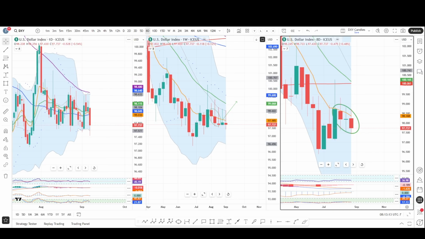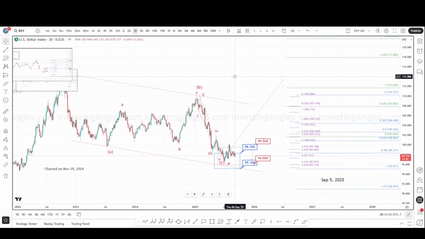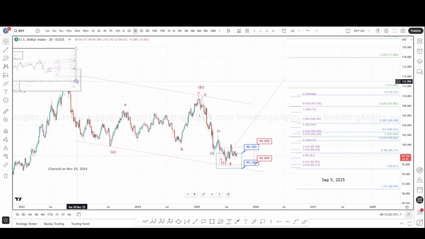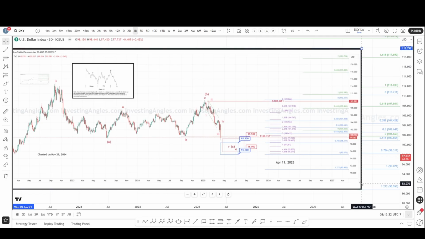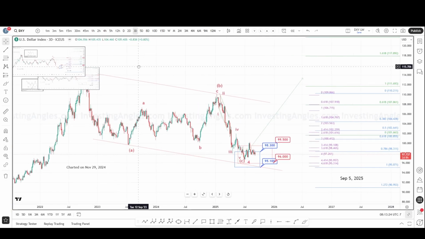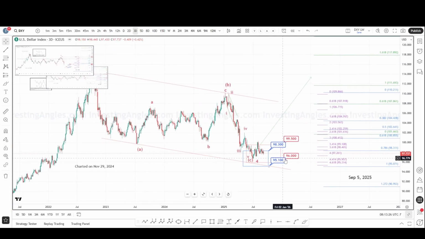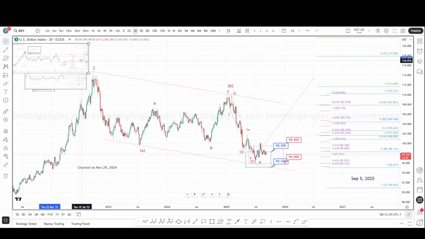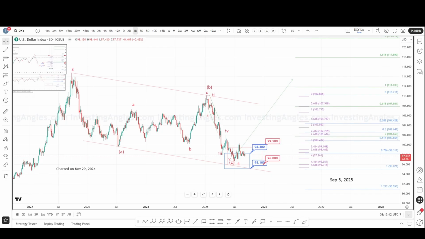And if we look at the Elliott waves, this is the chart that we've been tracking since April with the same targets. So right now the dollar is in a target zone, and I think it is forming a very big bullish flag here. So maybe another lower low and a rally higher.